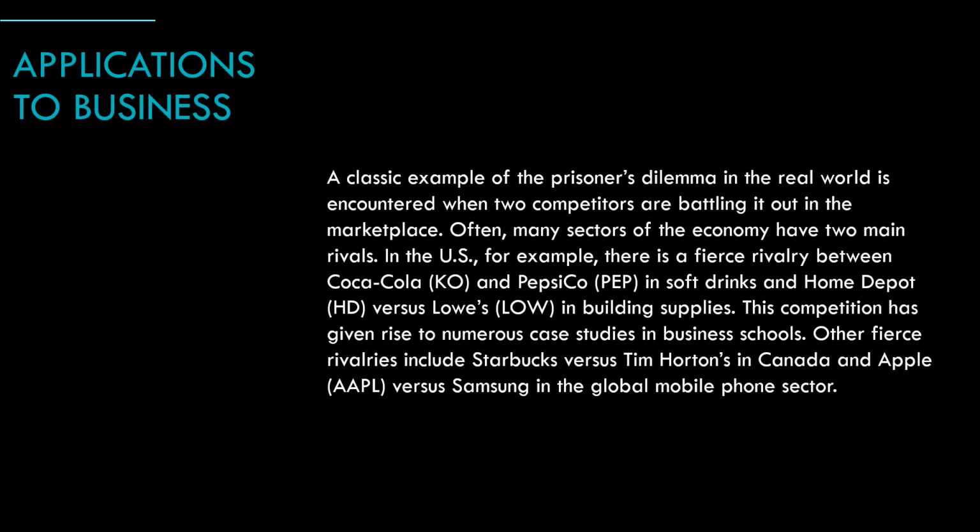Applications to business. A classic example of the prisoner's dilemma in the real world is encountered when two competitors in the market are battling it out in the marketplace. Often many sectors of the economy have two main rivals. In the US, for instance, there is a fierce rivalry between Coca-Cola and PepsiCo in soft drinks and Home Depot versus Lowe's in building supplies. This competition has given rise to numerous case studies in business schools. Other fierce rivalries include Starbucks versus Tim Hortons in Canada and Apple versus Samsung in the global mobile phone sector.